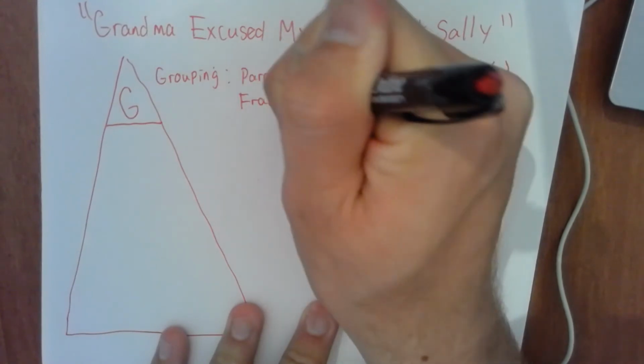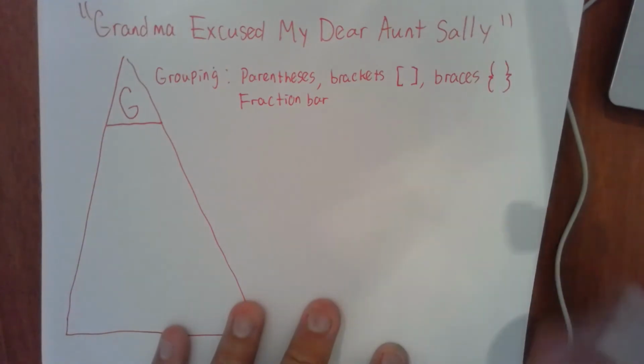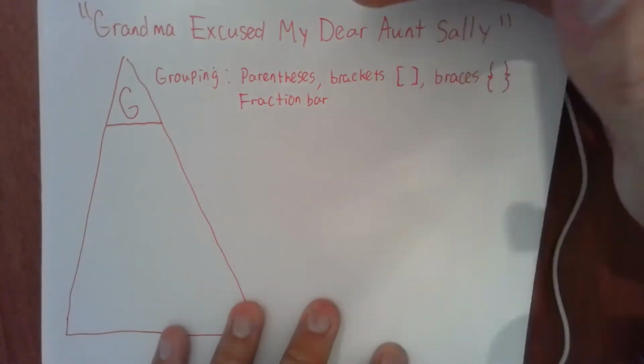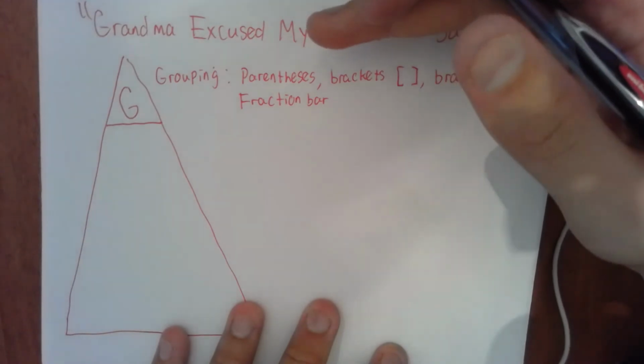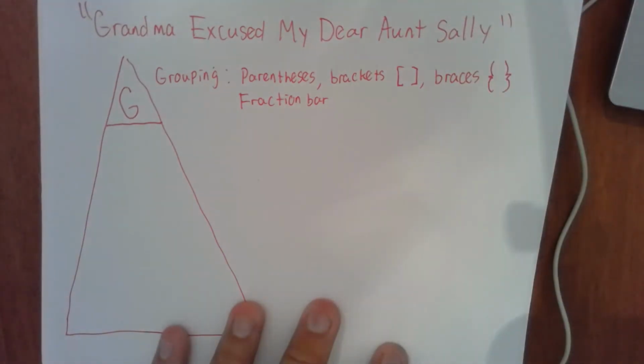What the fraction bar does is it divides the problem into two groups. Your numerator, or the top of the fraction bar, is one group. Your denominator, or the bottom of the fraction bar, is your second group.